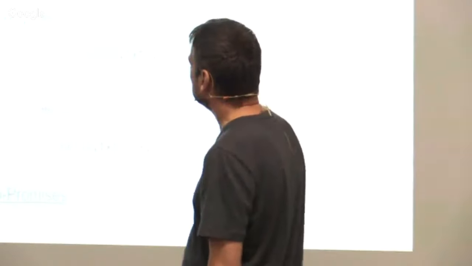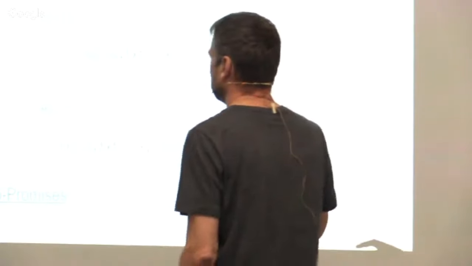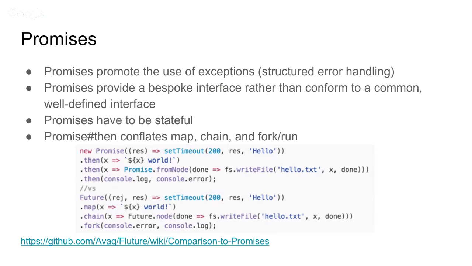And they have to be stateful. What else have I missed off here? So this is the major difference in my head between promises and futures: with a future, nothing happens straight away. You have to explicitly make it do something, and that's what the fork is. I'll come on to that in a second. So here's a comparison between promises and futures.